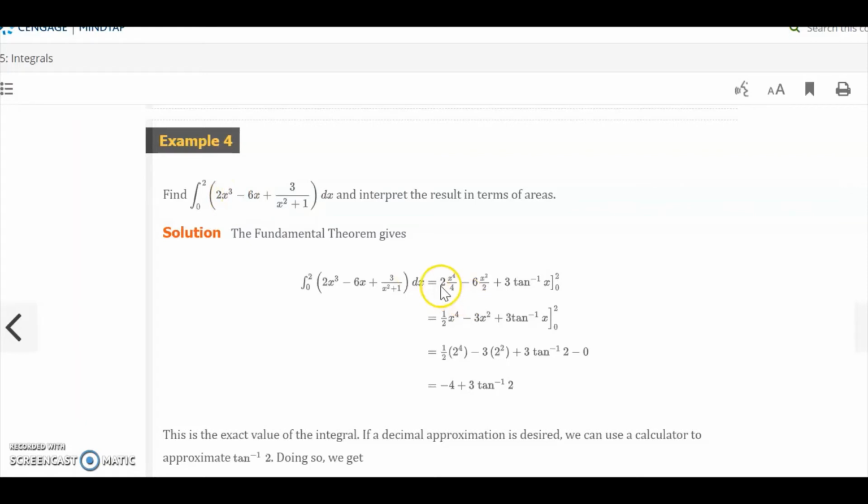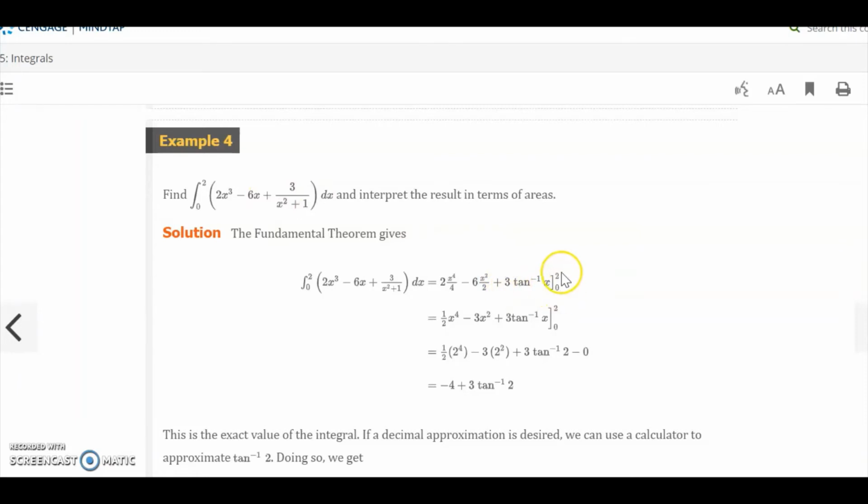But if you look back at your rules, we know that the first part's going to be 2x to the 4th over 4. That's pretty easy, just adding 1 to the power, dividing by that new power. We have minus 6x squared over 2. Again, that's the same rule. This is where it gets tricky. Remember that 1 over x squared plus 1, the antiderivative of that is inverse tangent. So just bringing that 3 to the outside, we have 3 times inverse tangent x.